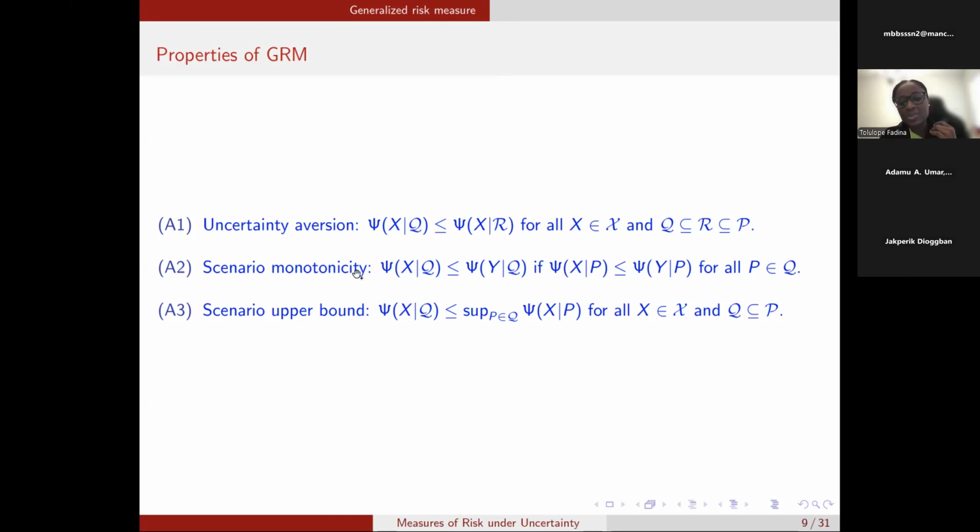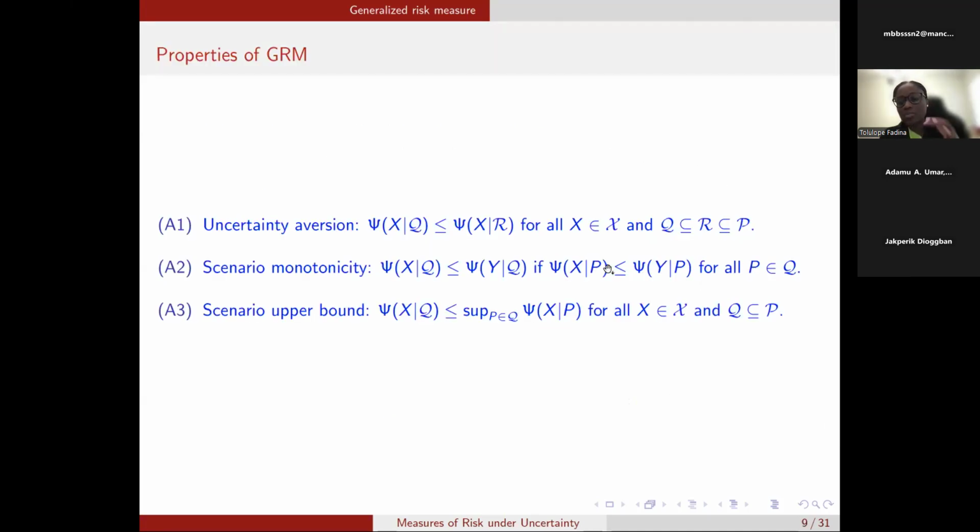And then we have scenario monotonicity, which says that under each scenario, if I'm considering the risk on X under P, and this is smaller than the risk assessment on Y under the same P, then now this P is a single P in... let me, I think this thing is blocking me. Let me minimize the video here, sorry. Okay.